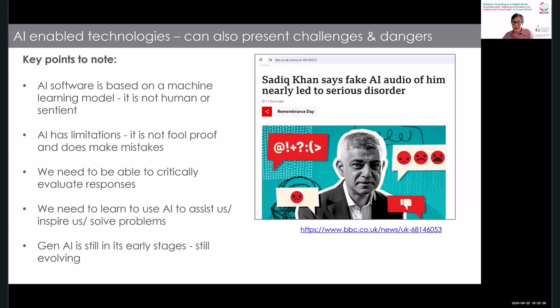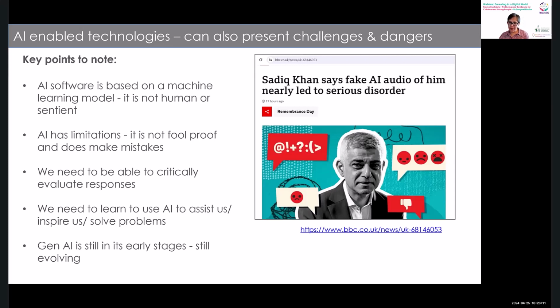So I want you to be aware that it can be used in all sorts of ways, voice cloning. So AI software is really based on what they call machine learning. It is not human, nor does it know or understand what it's generating. It is not foolproof. And we need the skills to be able to evaluate content online. And we need to use it in ways that can help us. And that's where you and your role as parents and carers have an opportunity to educate your children with this.